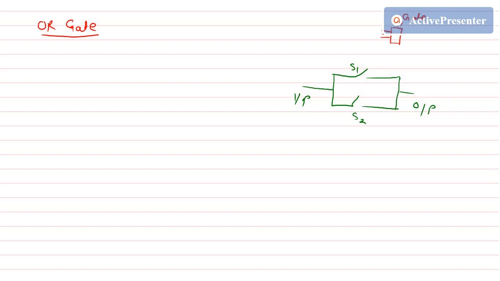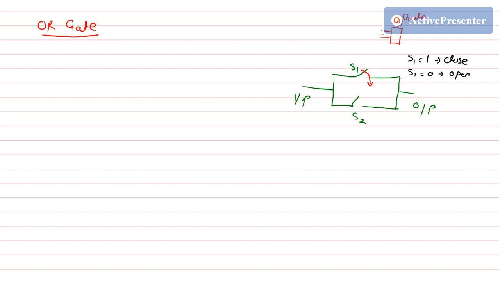Suppose, let me write something here. If I write S1 equals 1, then we consider the switch is closed. If S1 equals 0, then we will say the switch is open. So switch open means it is in this condition, as I have drawn. And if the switch is closed, it is connected, the circuit will be completed and you can transfer the signal.